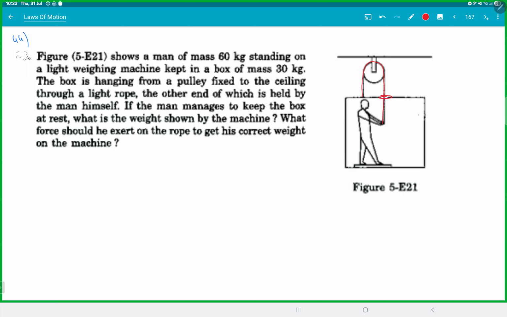In this, there are two questions. If the man manages to keep the box at rest, what is the weight shown by the machine? What force should he exert on the rope to get his correct weight? So there are two questions. I'll give 3 minutes. The first one is easy, so 1.5 minutes for the first part.